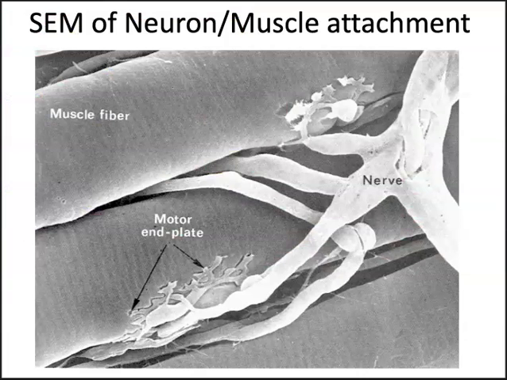Here's another micrograph. This is using a scanning electron microscope, and here we can really see in detail that nerve coming in and attaching to that muscle fiber right here. Here's one attachment right here, and then there is another right over here. These are called motor end plates, where the nerve meets the muscle fiber.